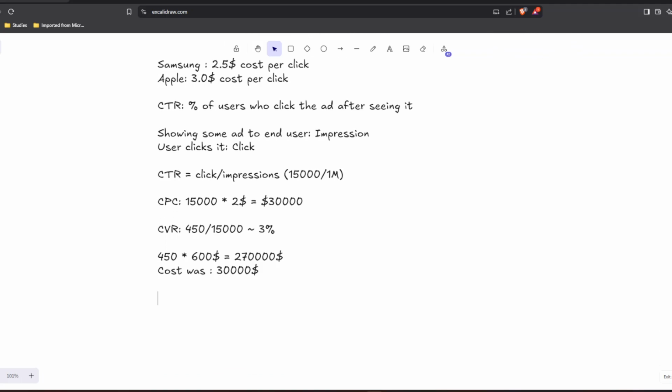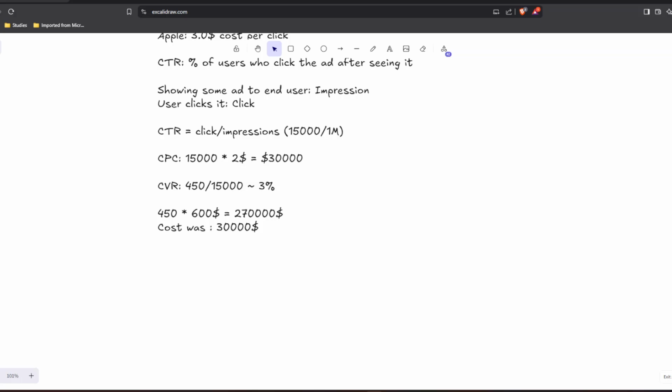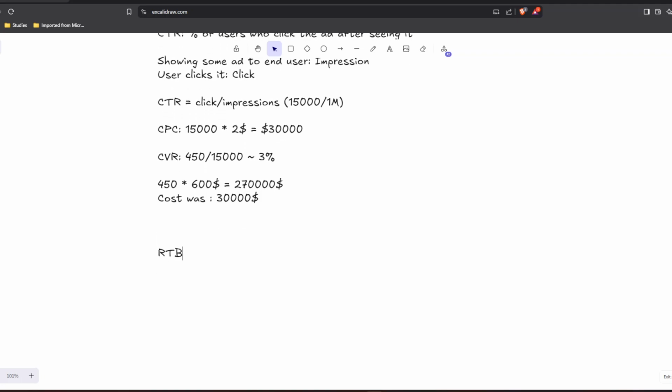Okay, so let's do a little bit of a deep dive into how the RTB actually happens behind the scenes. Again, this is just so that we appreciate the system a little bit more. So RTB with a detailed example: suppose Samsung, via their DSP, and DSP is nothing but demand side platform, is bidding $2.5 per click.